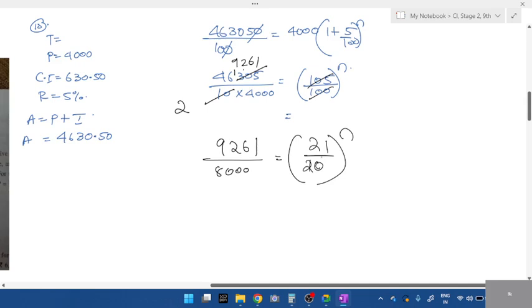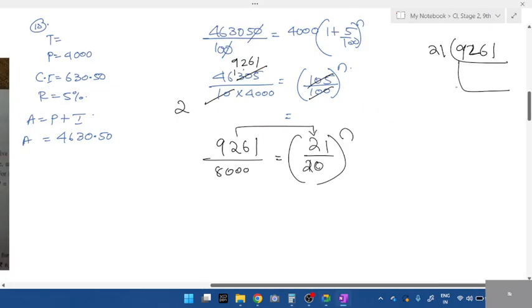Is it possible? No, it's not possible. What's the thing I told you all? If you're not able to reduce, which one do you have to factorize? 9261, and you have to divide by how much? Yes, factorize this. Did you get it?